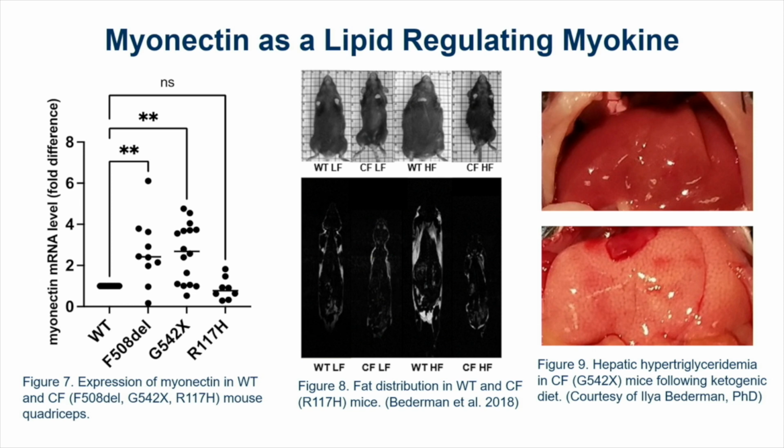So in looking at myonectin expression, what we found is that once again, the R117H mice compared to the wild-type mice do not exhibit any increased or decreased expression of myonectin. However, the delta F and the G542X mice do express myonectin at a higher level than the wild-type mice. And we are hypothesizing that this increased expression of myonectin could contribute to why the CF mice are unable to accumulate subcutaneous and visceral fat, and perhaps why instead we observe the fatty liver.